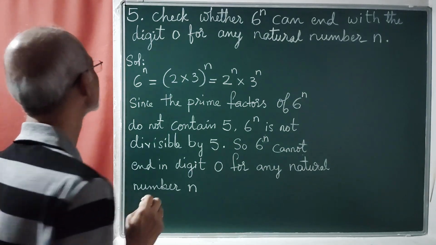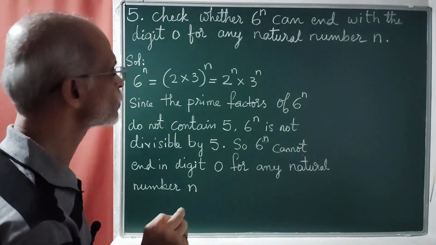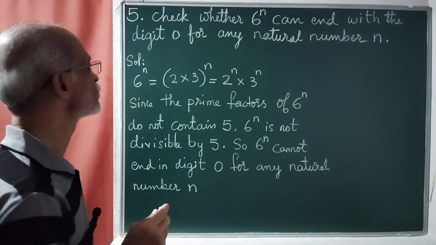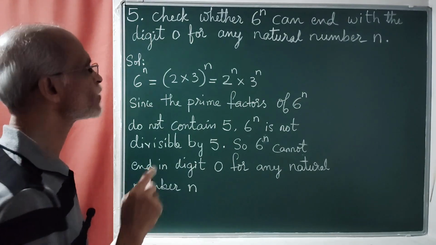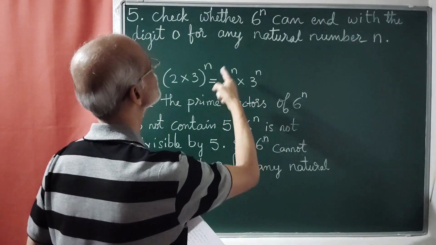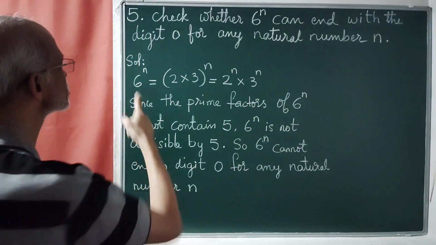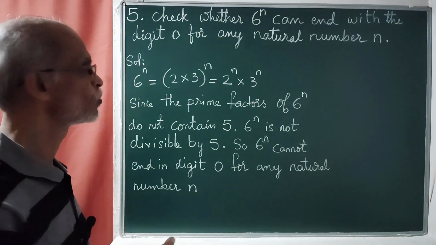You can see here, suppose 6 raised to n ends in 0, 5 should be able to divide it. When 5 can divide it, 5 should be in the prime factors. So 5 is missing in the prime factors. So 5 can't divide it. When 5 can't divide it, this can't end in digit 0.